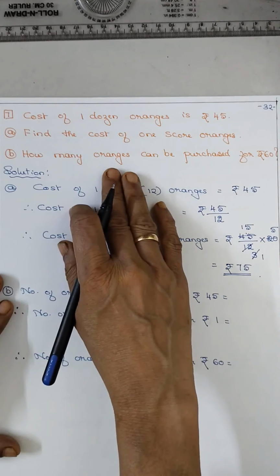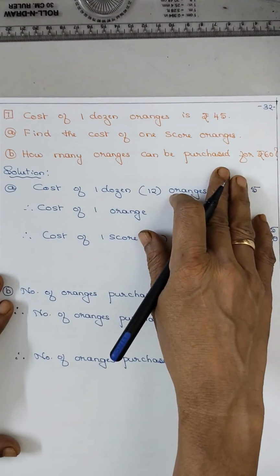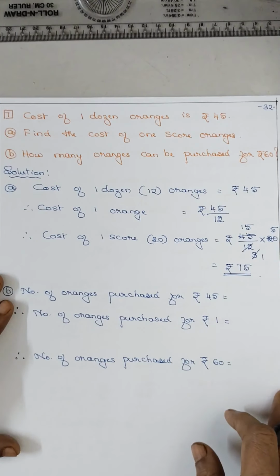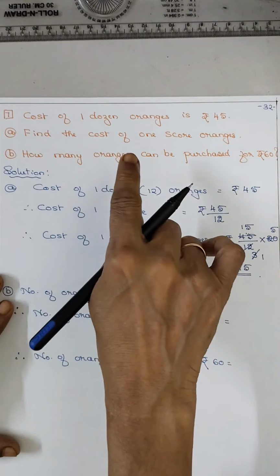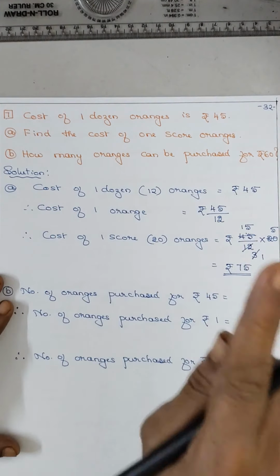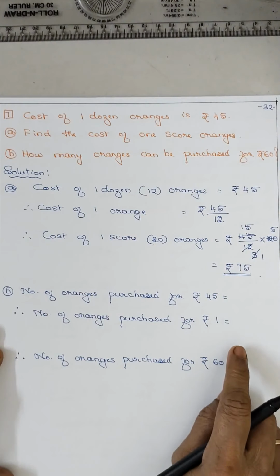How many oranges can be purchased for rupees 60? You remember the worksheet 3 last 3 sums, isn't it? In that the question, B question, was little bit different. You have to write in the reverse order. So, how many oranges? So, number of oranges. The statement should be like that.